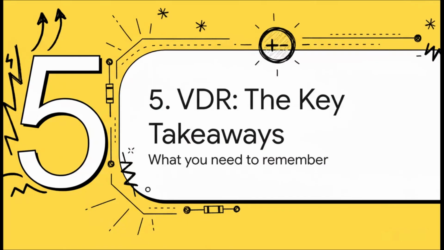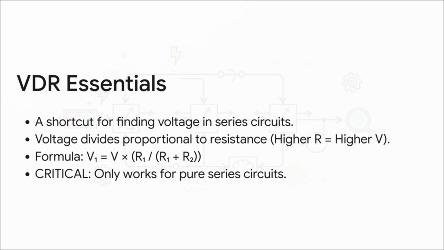All right, let's bring this all home and do a quick recap of the most important things you need to remember. So here are the essentials. VDR is your shortcut for finding voltage in series circuits. It's built on the idea that voltage divides in proportion to resistance. Higher resistance gets a higher voltage drop. You've got the formula, and most importantly, you have to remember that critical limitation. It only works for pure series circuits.